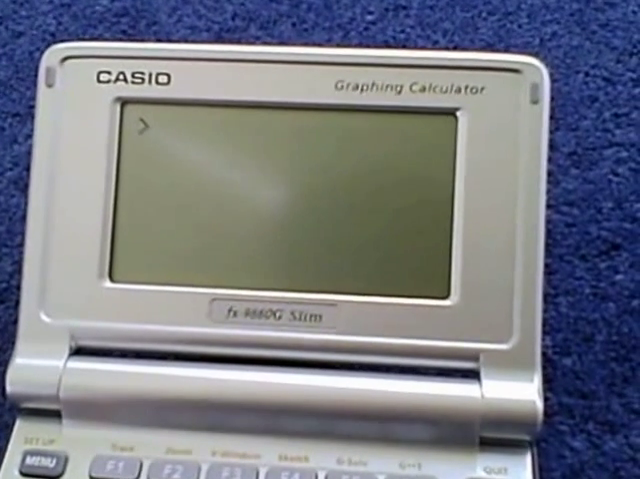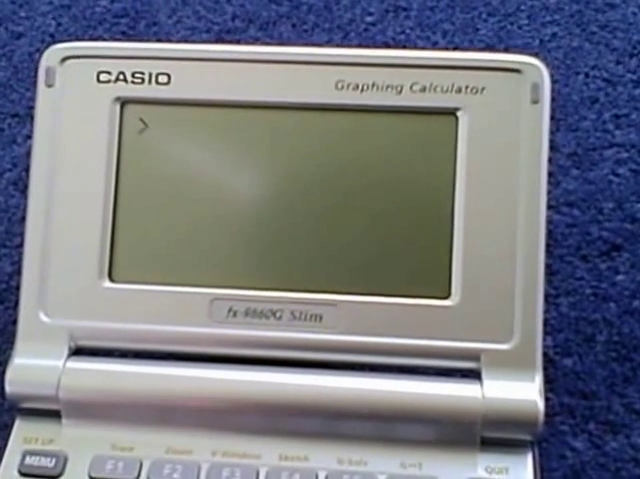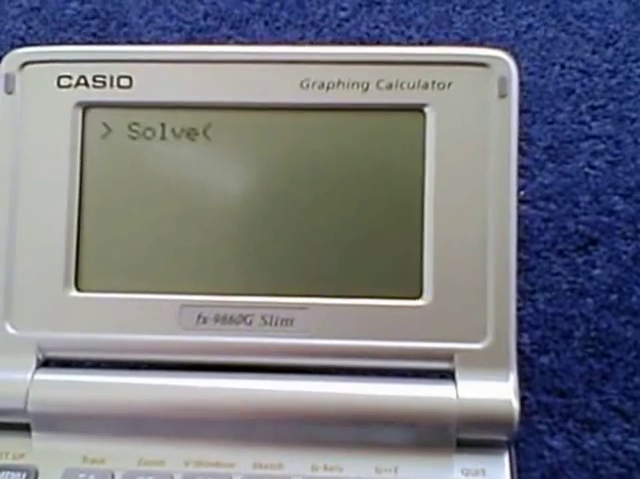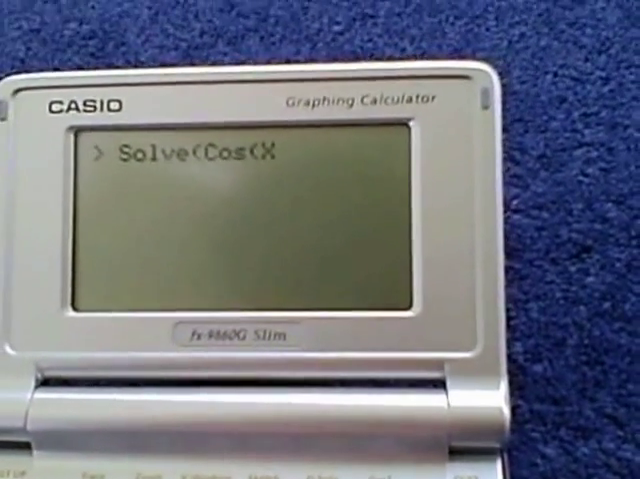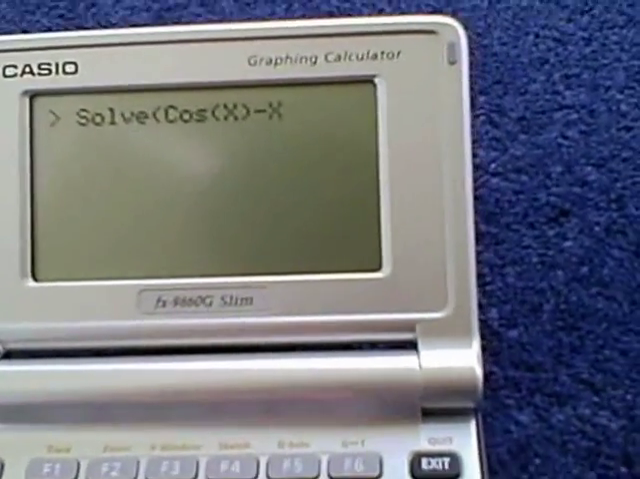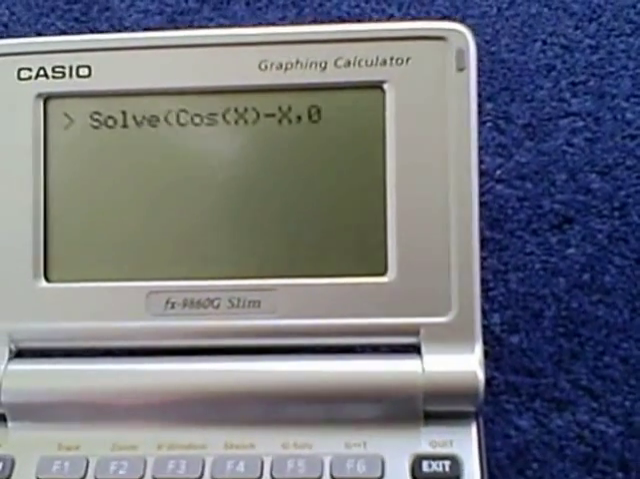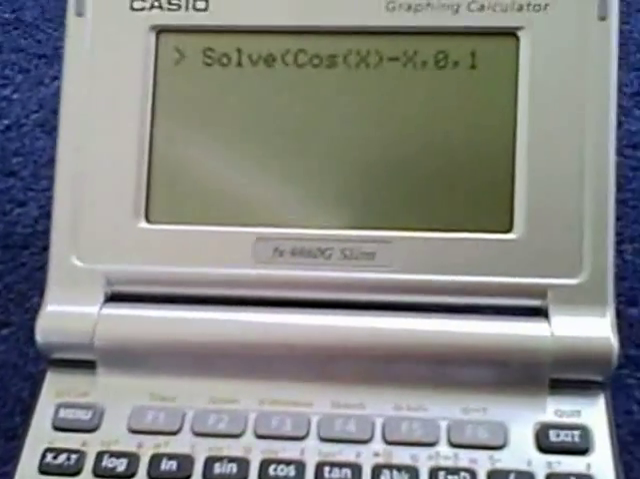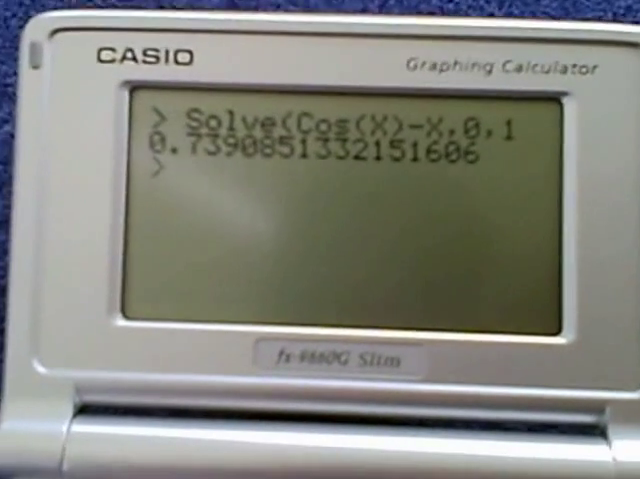Also we can solve equations numerically. So for example, solve cos x minus x between 0 and 1. We'll find where cos x equals x, 0.739.